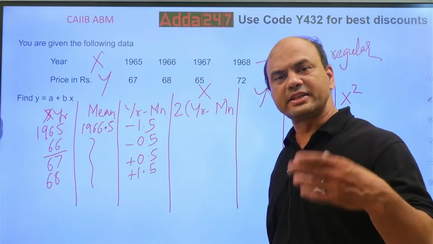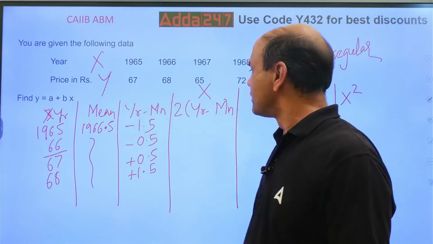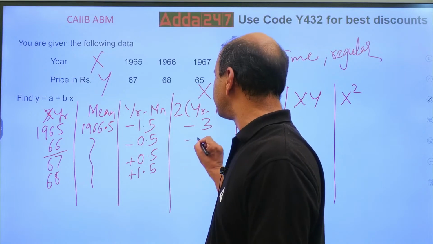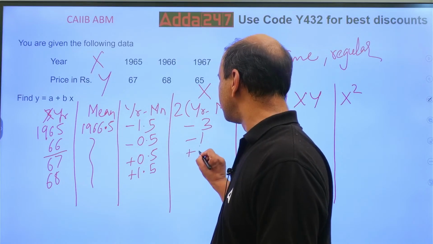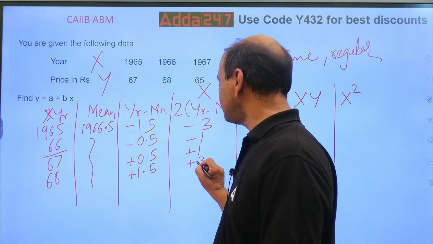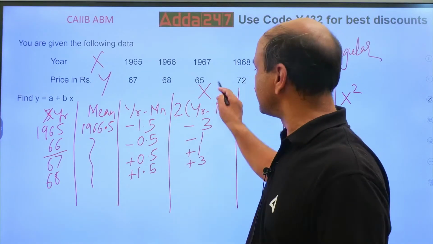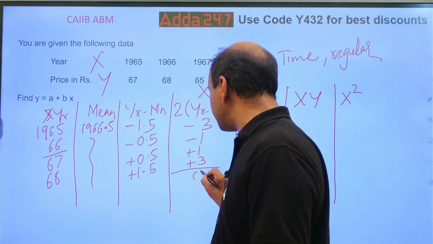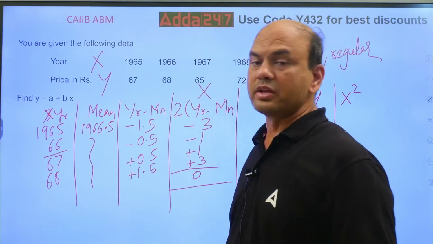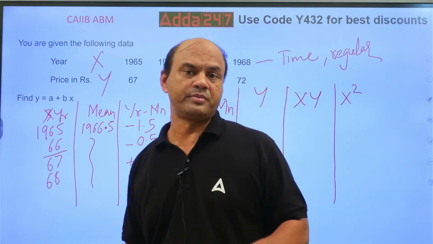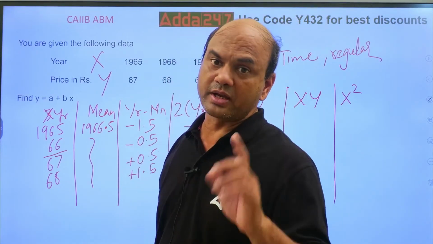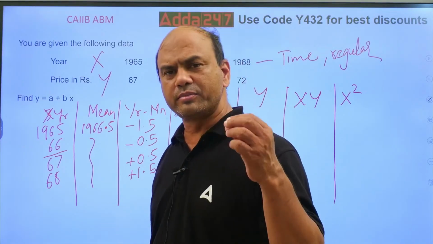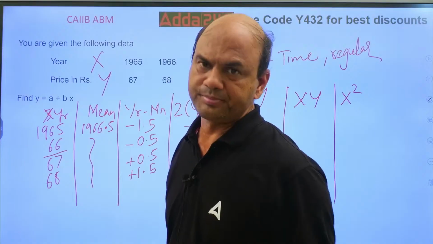Here 4, 6, 8, multiply. So now multiply this. This is minus 3. This is minus 1. This is plus 1. And this is plus 3. You'll always note this is x. You'll always note the total of this will always be 0. Total of x should always be 0. In your time series problem, if the total of x is not 0, you must understand you have gone wrong.